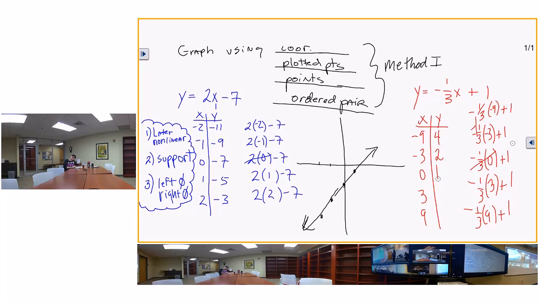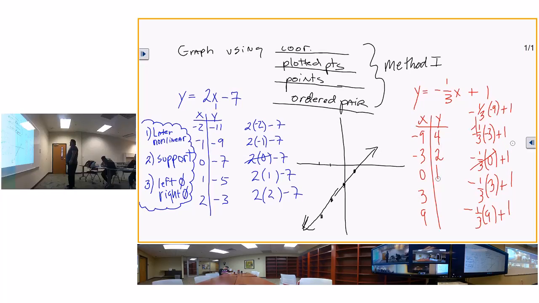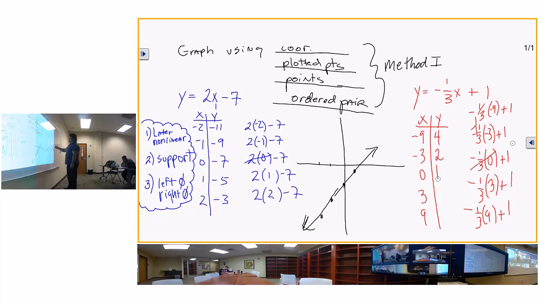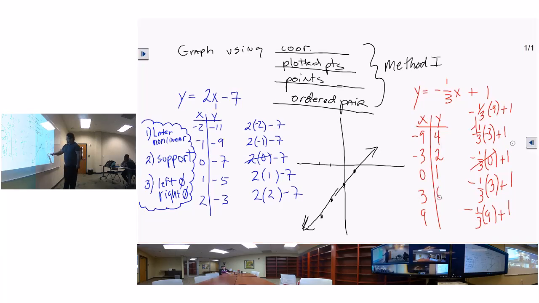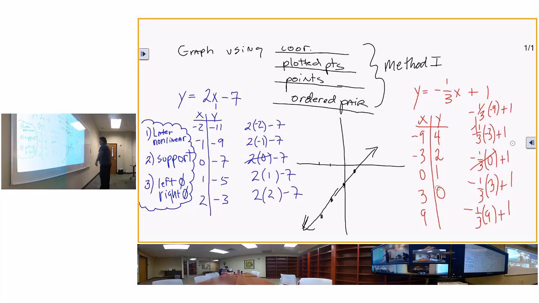We must have done something wrong then. 3 divided by 3, oh, that's negative 1 plus 1, that's 2. 0 plus 1 is 1. There, negative 3 plus 1 is 4, so it should be. Let's check the next one. What's negative 1 plus 1? 0. And what's negative 3 plus 1?